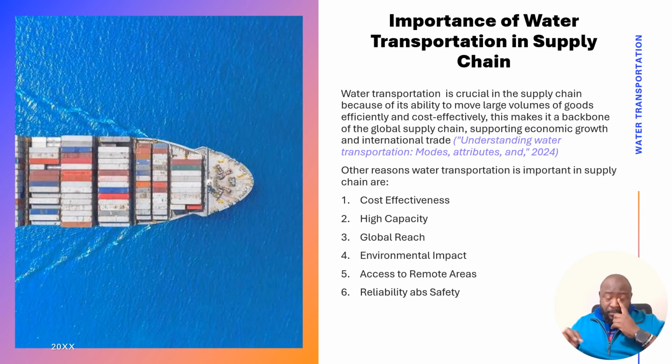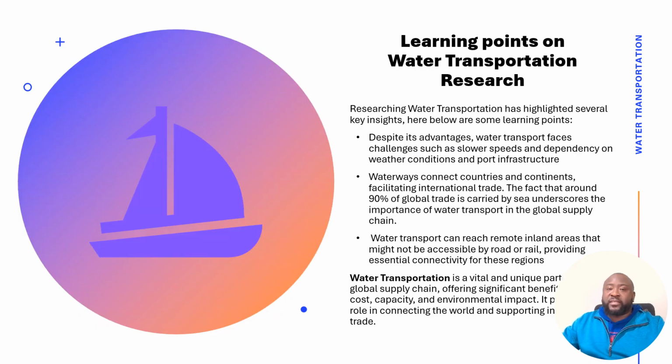The next slide is really important because it talks about the importance of water transportation in supply chain. And just like I mentioned earlier, there are so many other reasons, but I listed about 6 of them, which are cost effective, high capacity, global reach, environmental impact, and access to remote areas. Later in this presentation, I'll talk more about the access to remote areas and the environmental impact that water transportation has on supply chain. Next slide.